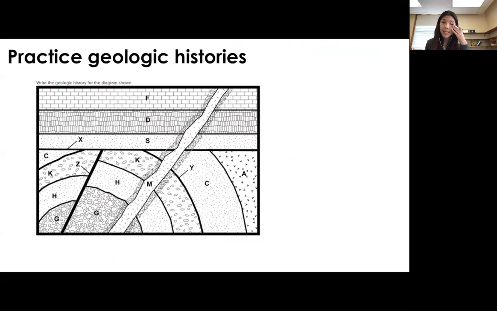All right, so we'll end on practicing geologic histories. I'm not going to go through the answers to this, but I'd like you to pause here and spend a few minutes trying to back out which is the oldest rock, which is the youngest rock, and practice using terms like Steno's principles, original horizontality, angular unconformities, paraconformities.